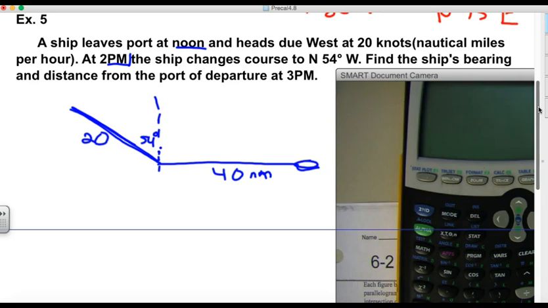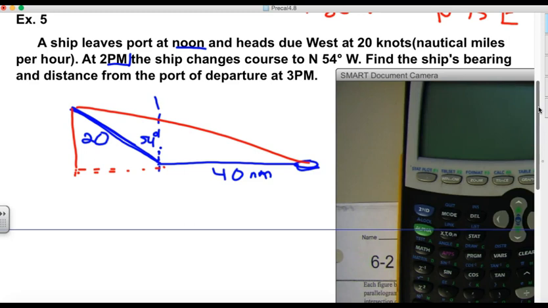And what they want us to do is find the ship's bearing and distance from the port of departure. So how far are we now from where we started? And also, what is the bearing that that line would be on? All right, so let's go ahead and make this into a right triangle. So I'm going to draw this line down and across. What we know is this is 40, this one is of course 20. We want to find the distance of that red line right there.